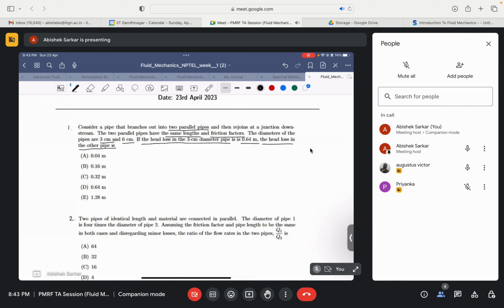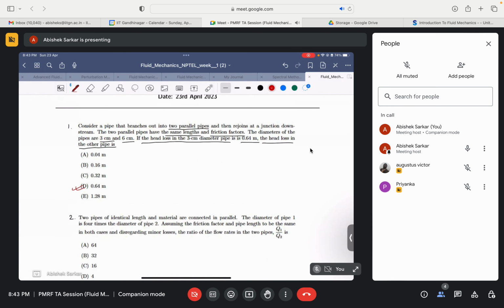Option D, sir, same 0.64 meter. Yes. And Priyanka, what do you think? Same, sir. Yes. So I guess these are one of the tricky questions that come into the exams or competitive exams, that they give you such a long question, but at the end these are two parallel pipes. And even the head loss is given. So the basic fundamental concept of parallel pipes is that HF1 should be equal to HF2, and that's why it will be equal to 0.64.